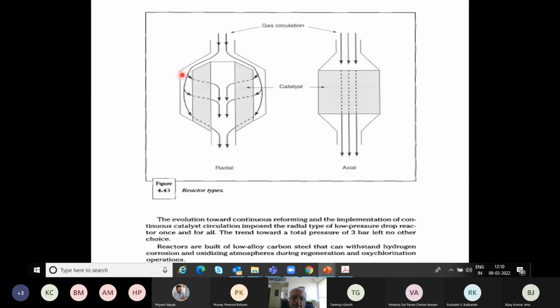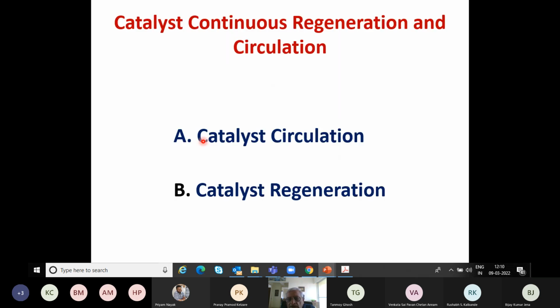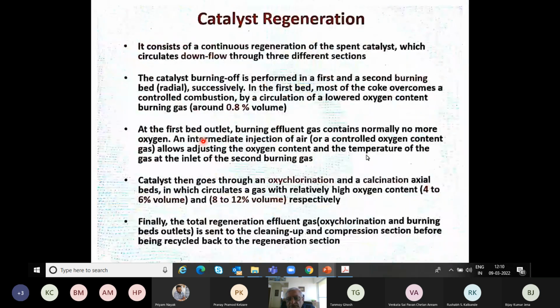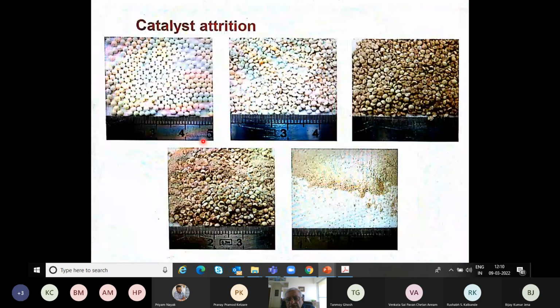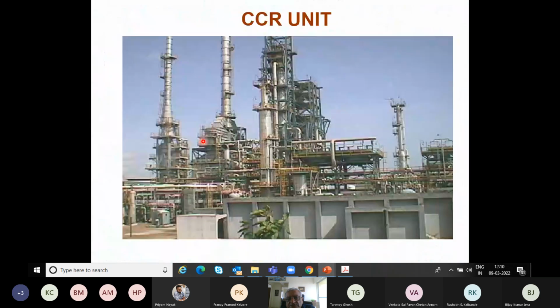And actually the catalyst moves in the CCR reformer. This catalyst moves from this bed to the bed below. In a semi-regenerative reformer, it's fixed, the way it is. So this helps you to reduce the attrition and therefore keep the catalyst for a longer duration.